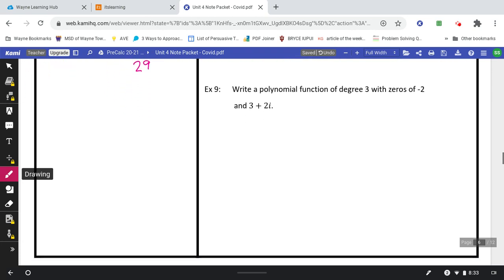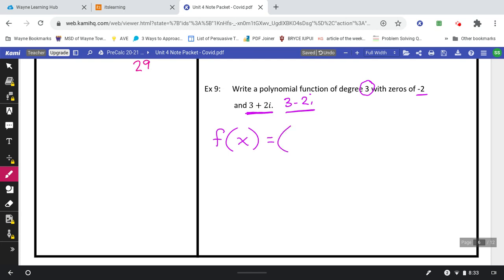All right, let's try example number 9, our last one. Notice again your degree 3, which means you have negative 2, 3 plus 2i, and this one always comes with a pair, 3 minus 2i. I've got all three of them taken care of. And you can either start off to the side with your sum and product, or maybe you want to start your equation right here by putting your negative 2 in as a positive 2. Okay. Then come off to the side.